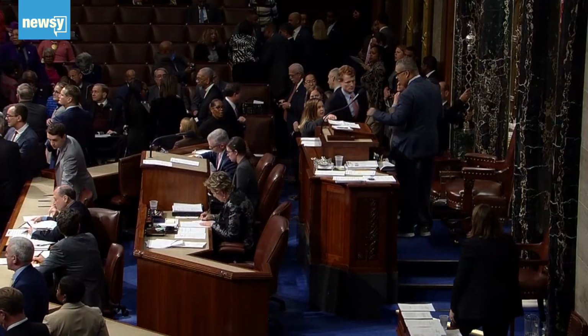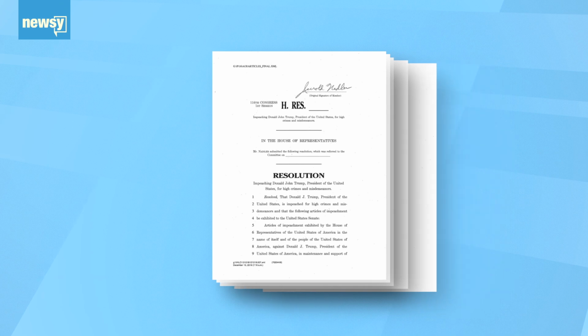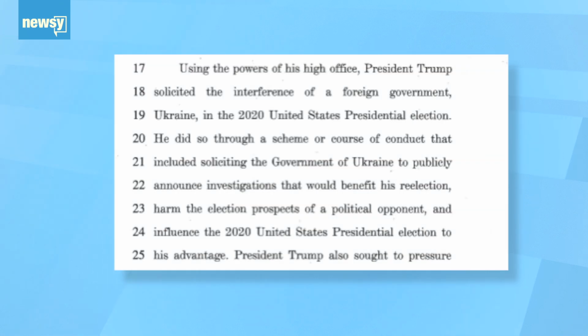The House Judiciary Committee unveiled two articles of impeachment against President Donald Trump on Tuesday, marking the fourth time in American history that a president has been charged with high crimes and misdemeanors. Let's take a look at what those charges are. The first article charges President Trump with abusing the powers of the presidency.